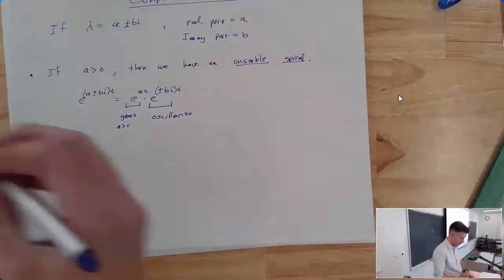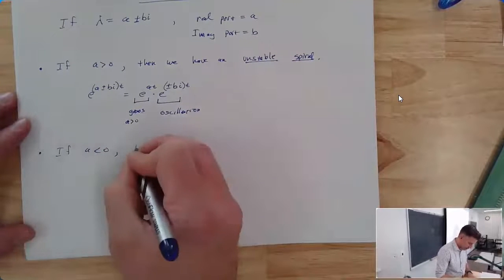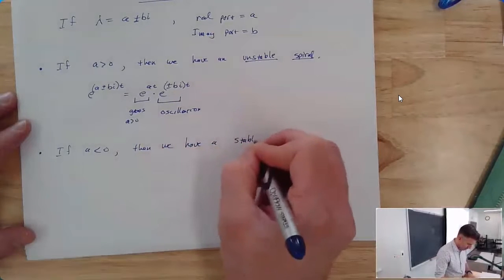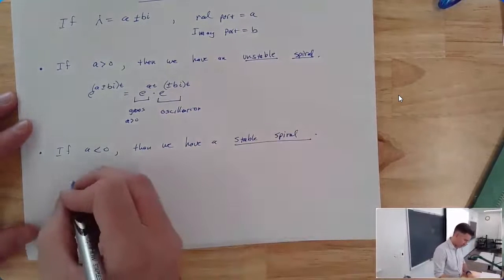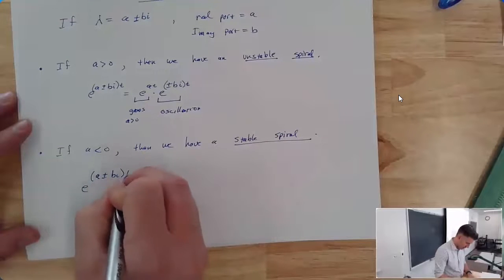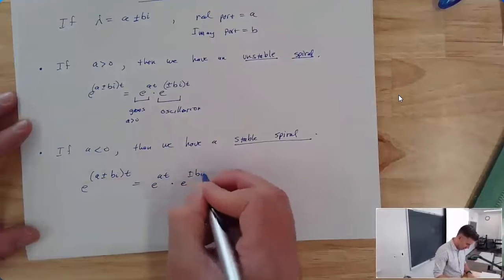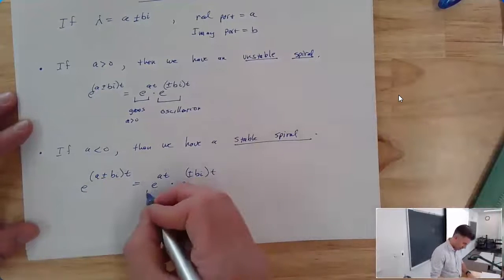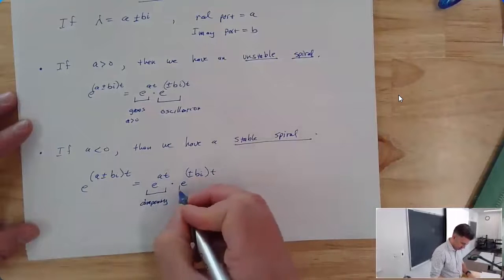Or you can have the other situation we saw just now, which is that if a is less than 0, then we have a stable spiral or an inward spiral, meaning we're getting closer and closer to the origin. So in this case, we have, again, e to the (a plus or minus bi)t, which is e to the at times e to the plus or minus bi t. And now, since a is negative, this part is dampening, getting closer and closer to 0. And this part's still the oscillating part.